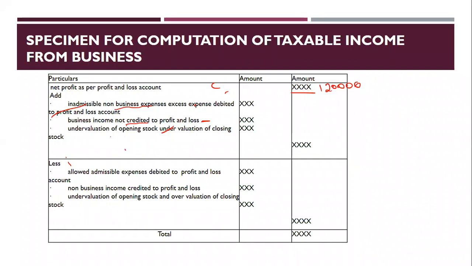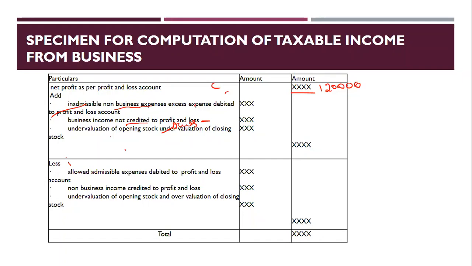Next is undervaluation of opening stock and overvaluation of closing stock. Now you tell me how this will create an impact in our profit and loss. Why are we adding it here? Now you have understood a little bit of the concept, right? You understood? Yes, sir. Now you tell me, why are we adding for undervaluation? Why for overvaluation?